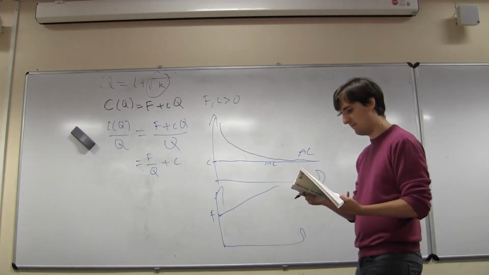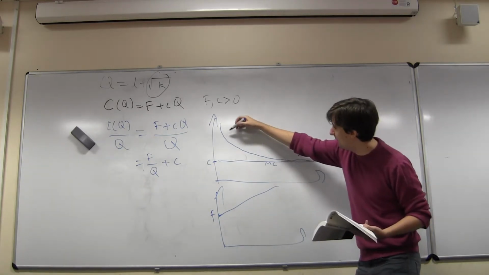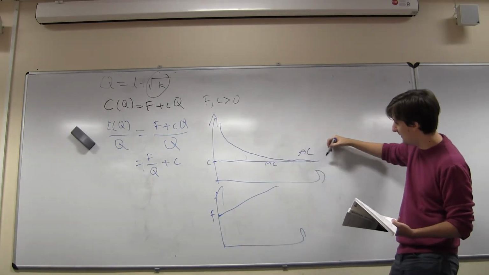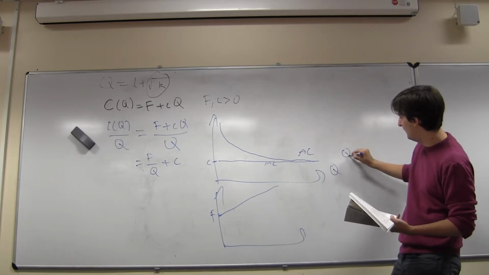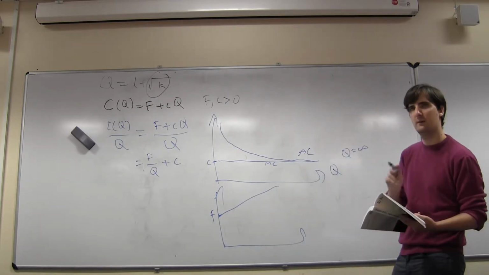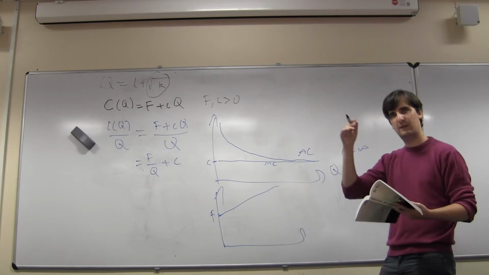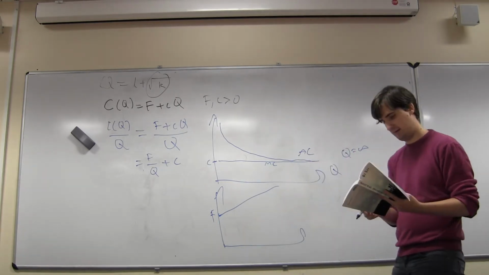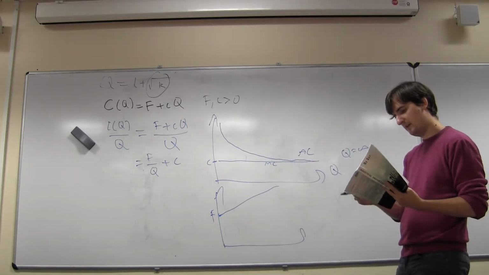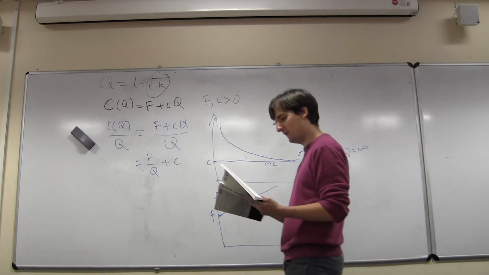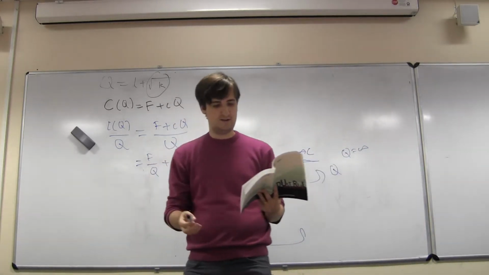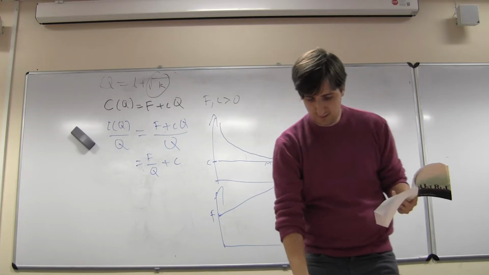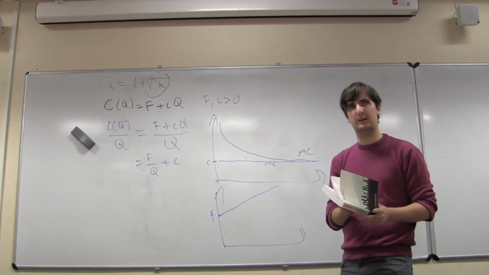What output level is the average cost minimized? Well, you can see this just from looking at the graph. It's going to be minimized when Q equals infinity. As quantity gets bigger and bigger, average cost is falling. And then the final part of the question says, does this technology exhibit increasing returns to scale, constant returns to scale, or decreasing returns to scale?